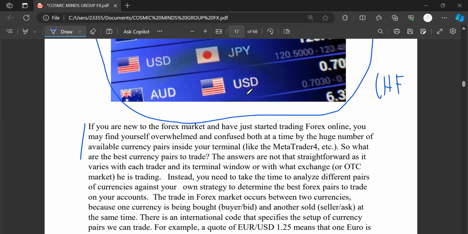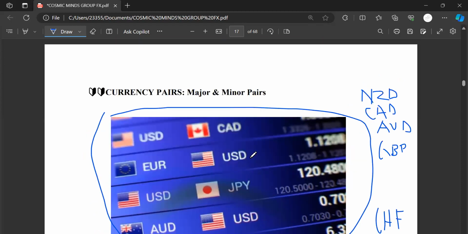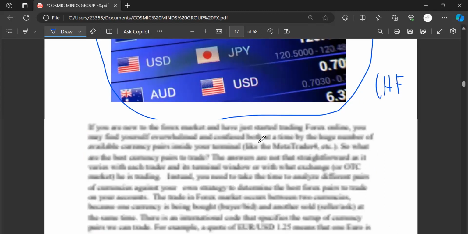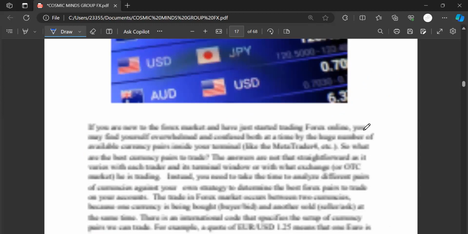It means that if you see any pair with these symbols or these currencies in that pair, then that currency is a major currency, right? It's as simple as that. So this is a fair idea that I can give you. I think we have a look at them in a proper way.